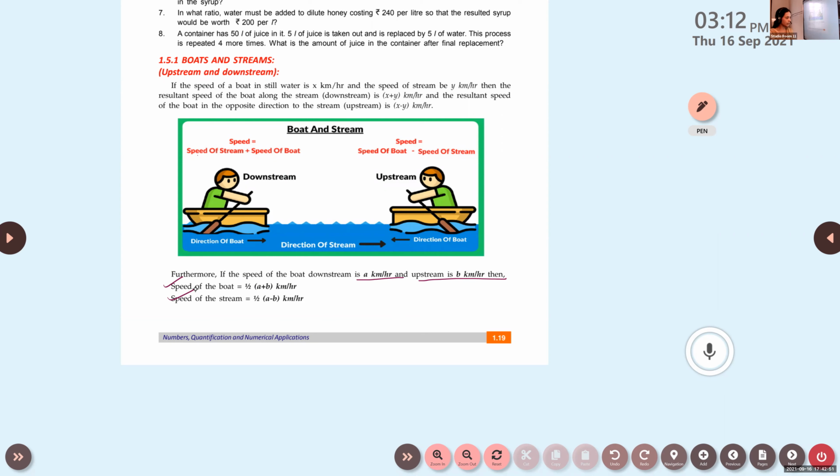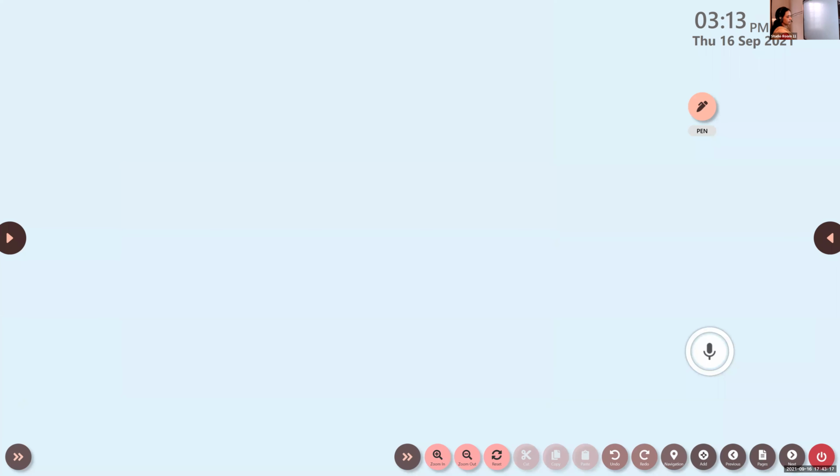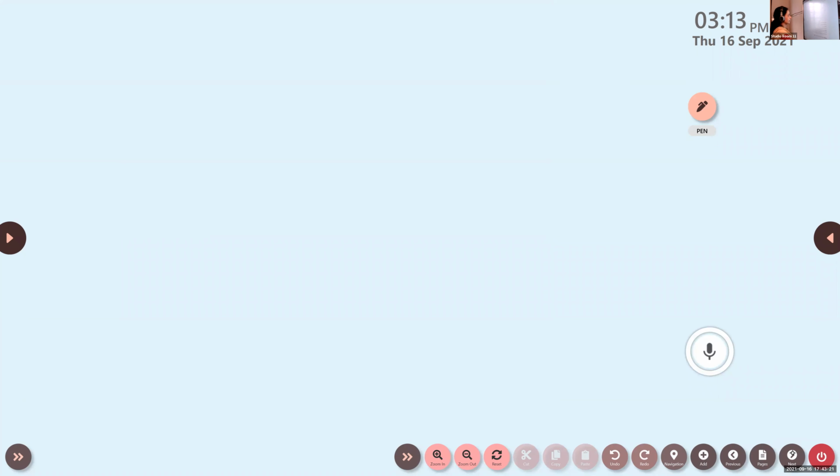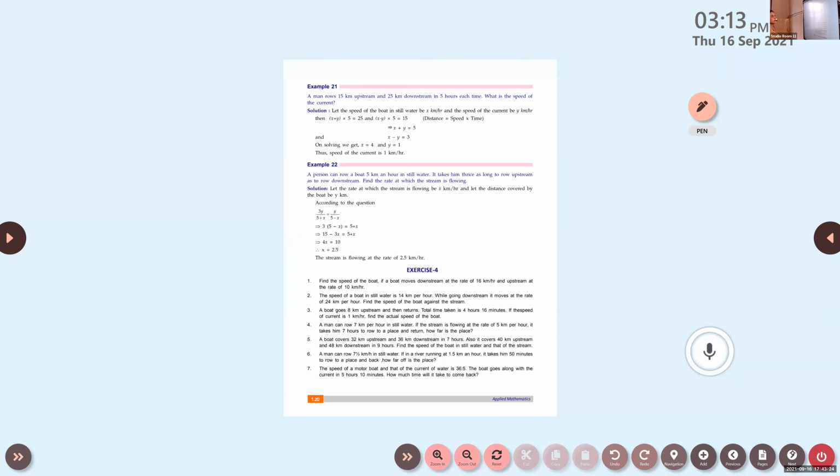Boats and streams. The speed of the boat is half into A plus B. Speed of the stream is half into A minus B. What is A? A is the downstream speed of the boat. B is the upstream speed. Then the speed of the boat is half into A plus B. And what is the formula for speed? Speed is distance by time, isn't it?